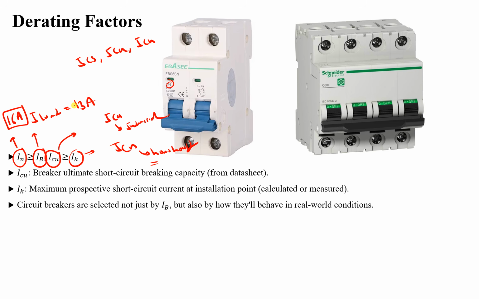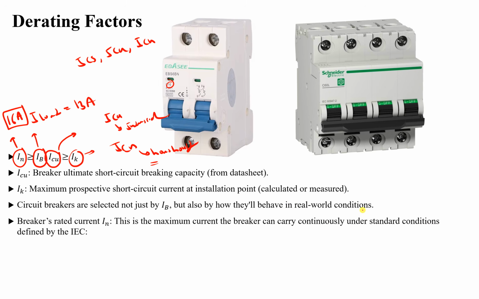Now, this is not only selected by IB; we said that we select based on IN. Our circuit breakers are not selected only by IB, I'm talking about this nominal current. However, we have to make sure that these breakers will behave as expected in real world conditions. Now I will explain what I mean in this video.